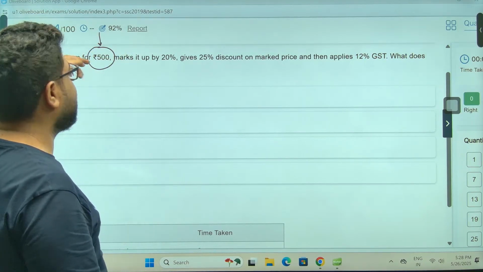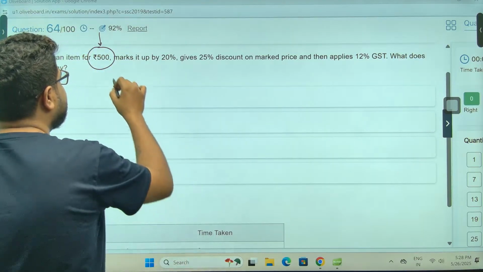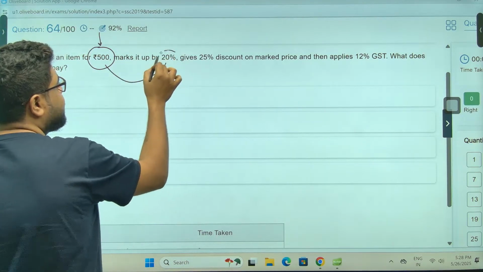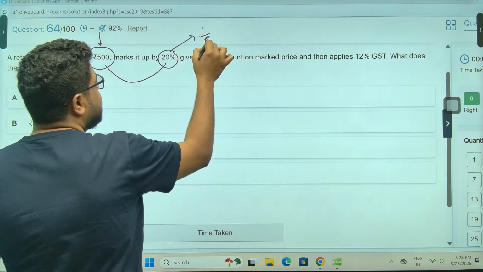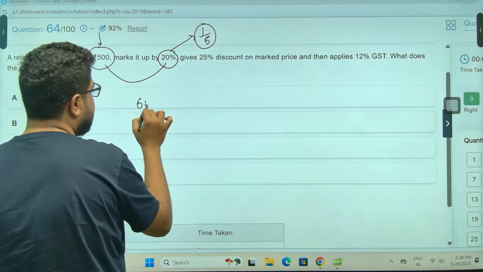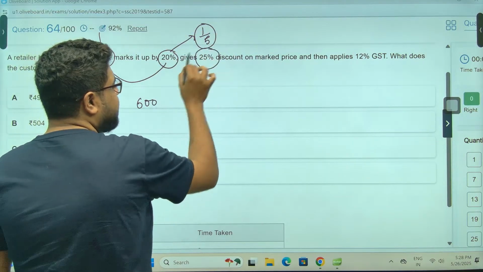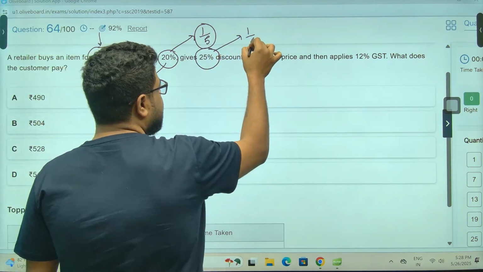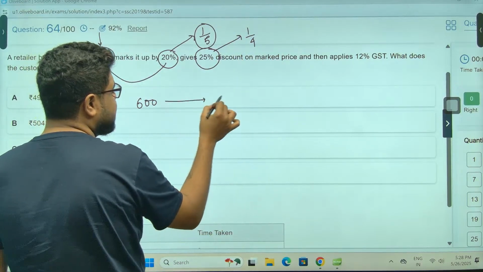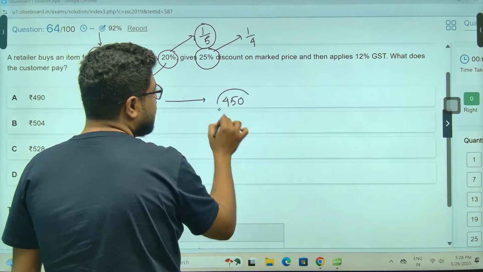Retailer buys an item, marks it up by 20%. Sir, 500, 20% means 1/5, meaning 100 rupees markup. So MP is 600. 25% discount, sir, 1/4. That means 150 rupees discount. So SP becomes 450.